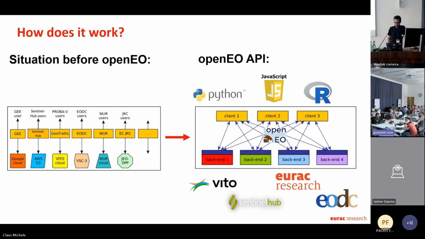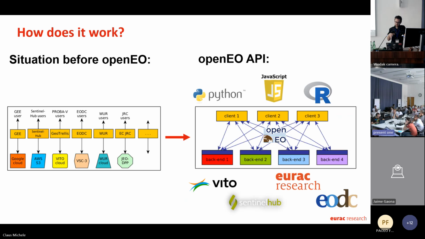Again, this has been shown already. The situation before was that every cloud provider had its own API, and thanks to the creation of this common OpenEO API, we are now able to perform the same processing, or at least call the same processes, in the same way on different cloud providers. We do have multiple backends available around. We also have one at Eurac Research. But not all of them are operational, and not all of them are public.